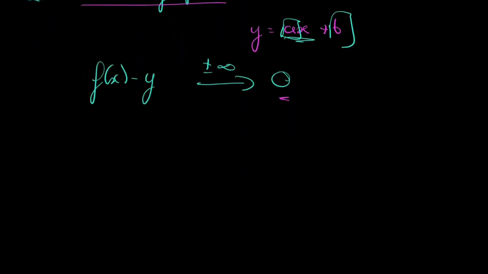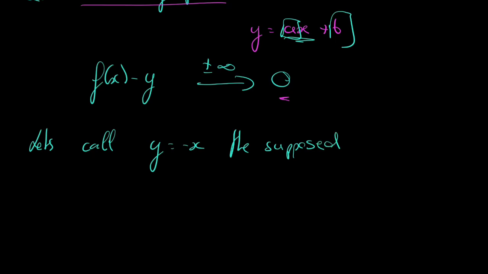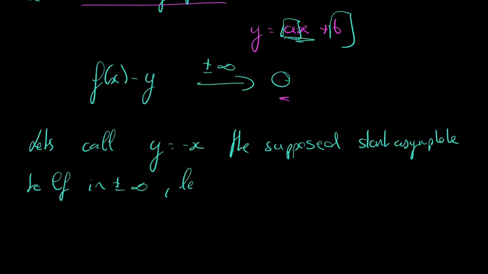So let's call y equal to minus x the supposed slant asymptote to Cf in plus and minus infinity. Let's prove it. How do we prove it?